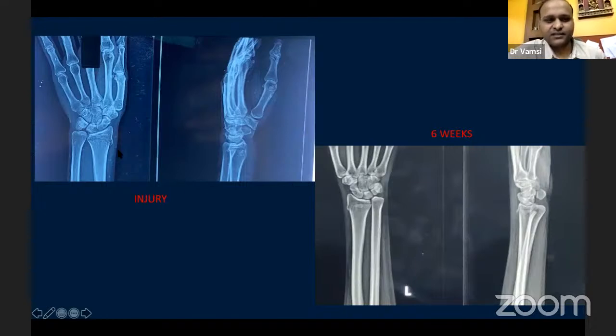So this is the X-ray at the time of injury. You can see that this is all neat. The DRUJ is neat, and it just looks like a dorsally displaced fracture. And this was at 6 weeks. At 6 weeks, you see, it's gone for dislocation, because she was immobilized in a cast. She says below elbow cast for 6 weeks.